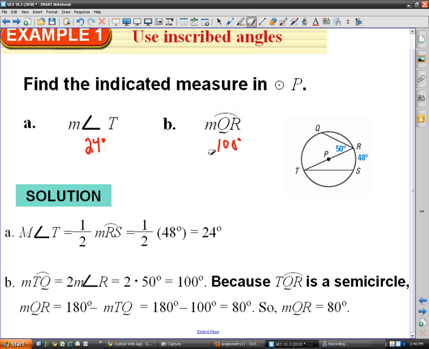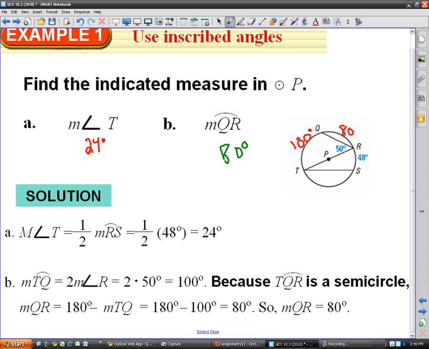Well, QT is 100 degrees, which is this part right here. QR is what's left over. And so if this is 100 degrees, I've got to be able to read my questions here. If QT is 100 degrees, then if I subtract from 180, since we have a semicircle here, that has to be 80 degrees, because half of a circle is 180 degrees. So it helps to read the questions correctly in order to get these right. So QR is 80 degrees.